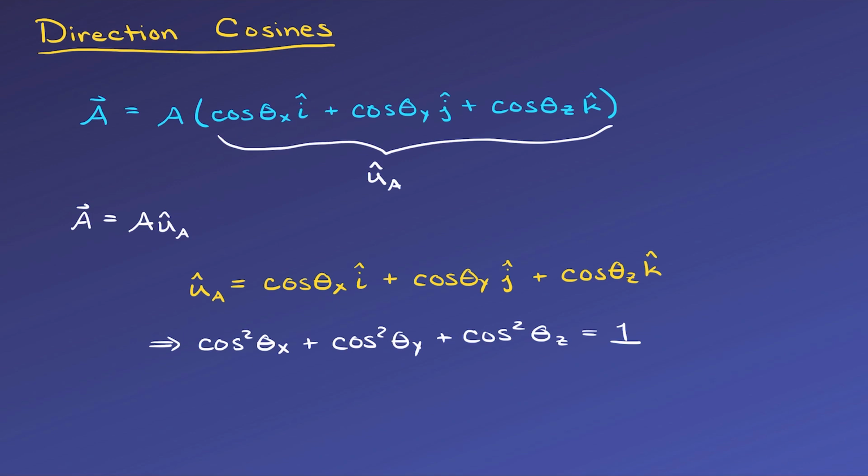Okay, so that's a brief rundown of direction cosines. Hopefully you see where they're useful. It makes it very easy to define a unit vector, and these angles are also very easy to define in terms of the magnitude of the vector and its components. So we'll see some examples where we use these in the future.